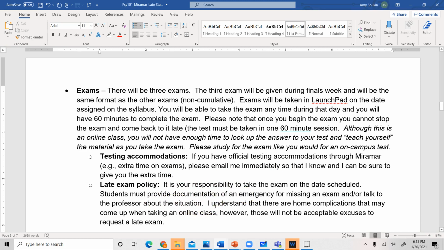I understand, particularly when you're taking an online class, that complications come up at home. I don't know, all of a sudden it's busy at your house, or a plumber is coming and it's too noisy. Those will not be valid excuses to not take an exam. So you know in the syllabus exactly when the tests are, and I need you to be sure that you have a place that you can take the exam.